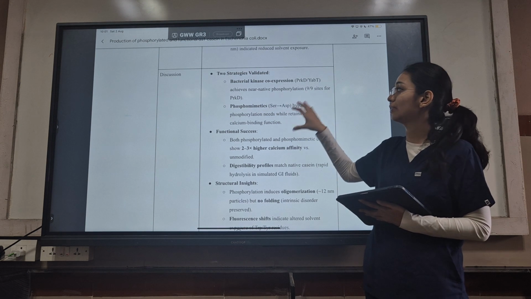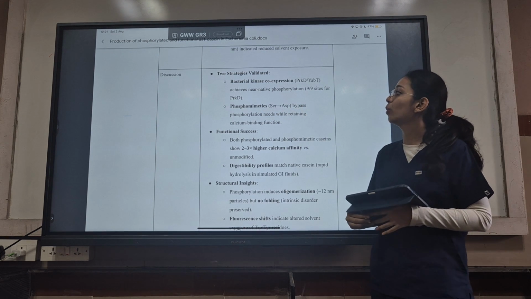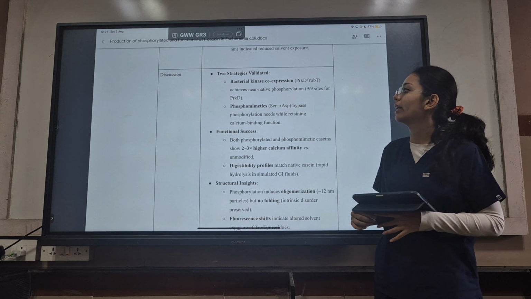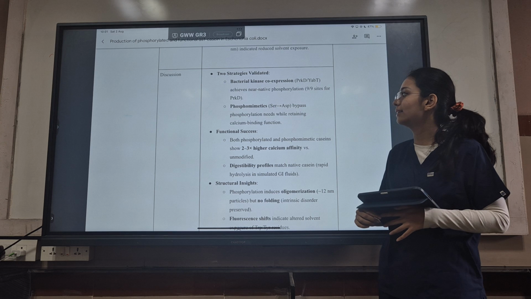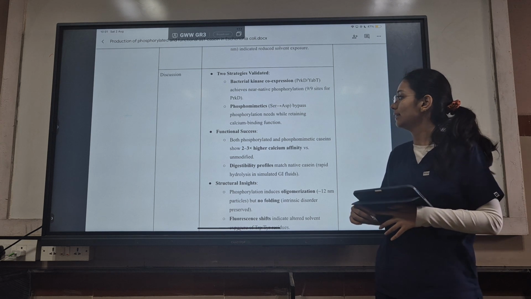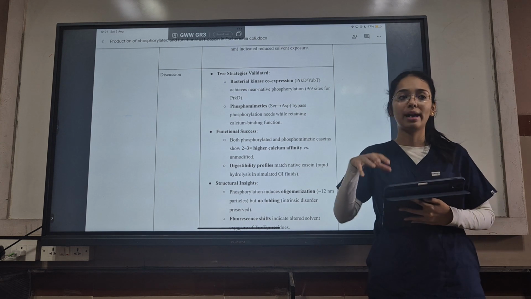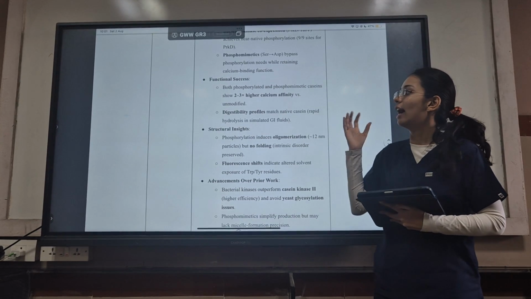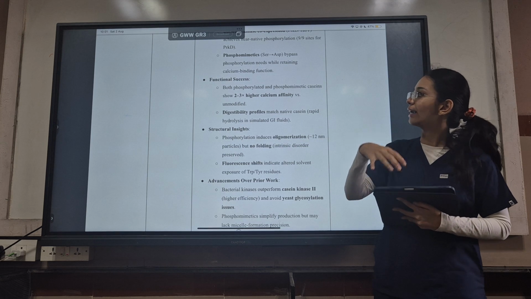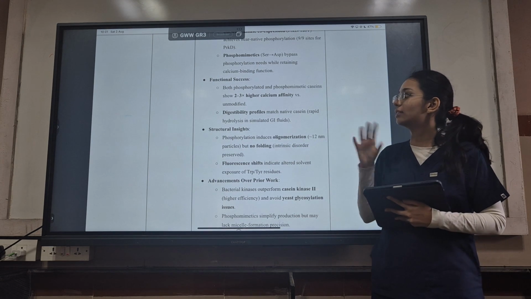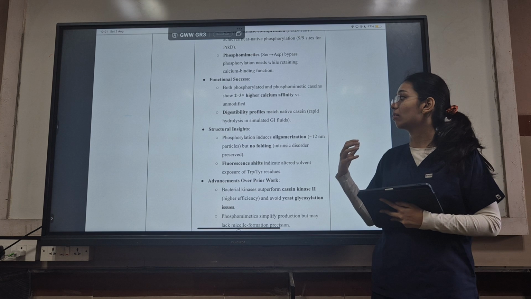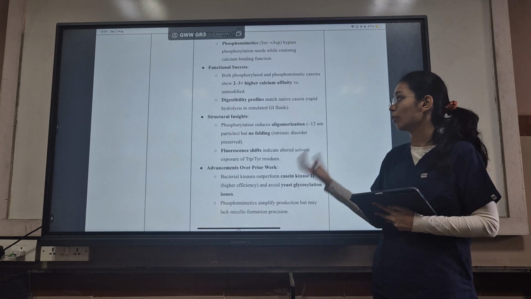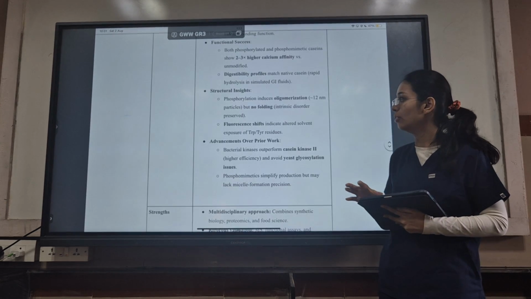2 strategies are validated. Bacterial kinase co-expression achieves near-native phosphorylation, and phosphomimetics bypass phosphorylation needs while retaining the calcium binding function. Functional success was also studied, and it indicated that both the phosphorylated and phosphomimetic caseins show 2 to 3 times higher calcium affinity versus the unmodified one. Digestibility profiles matched the native casein.